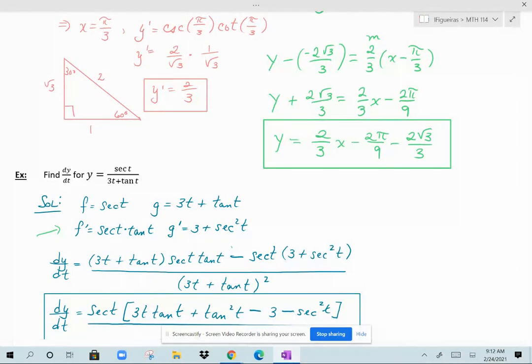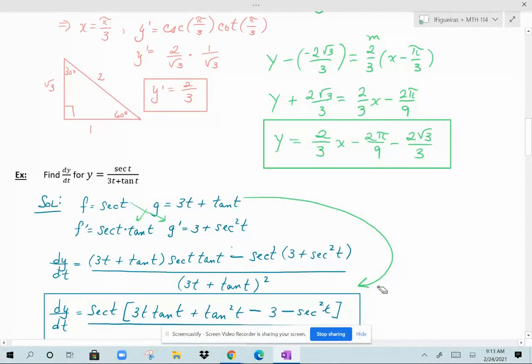And the derivative of g is 3 plus, and here's again a new derivative. The derivative of tangent is secant squared of t. So we just have to plug that into your quotient rule. So remember, it's g f prime, so these two get multiplied together, minus f g prime, so those two get multiplied together, over g squared, so this expression gets squared.